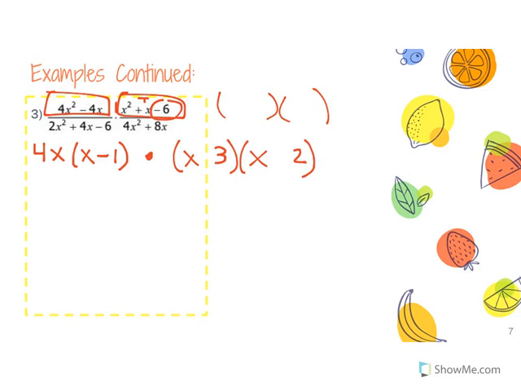Which one has to be positive? Well, the higher one does because we have a positive 1 in that center. So 3 times a negative 2 gets us negative 6, but 3 minus a 2 gets us a positive 1. Now let's go work with our denominators.